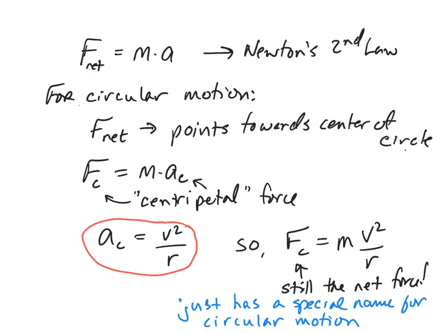So that means that if I substitute this in for the centripetal acceleration in our Newton's second law expression, we have the centripetal force is equal to mass times the square of speed divided by the radius. And even though I use this term F with a subscript C to denote that it's a center-seeking force, a centripetal force, it's still the net force. It just has a special name because it's circular motion. Okay, so that's a little review of what we had done in the couple of days before the break.